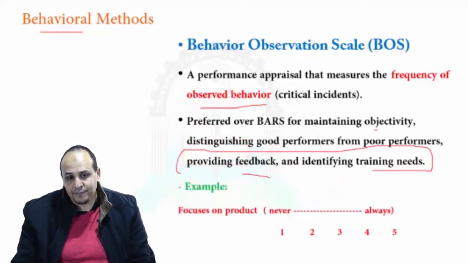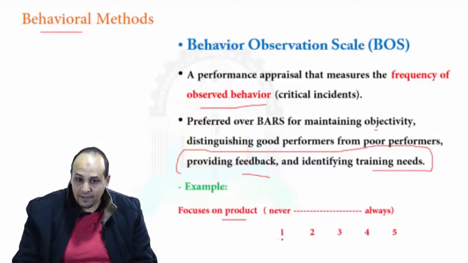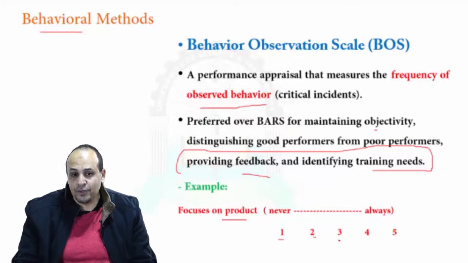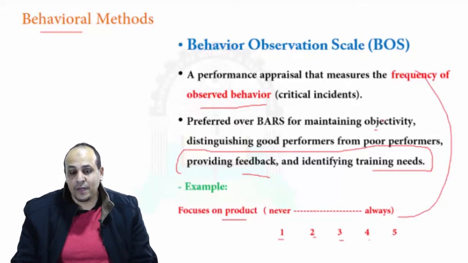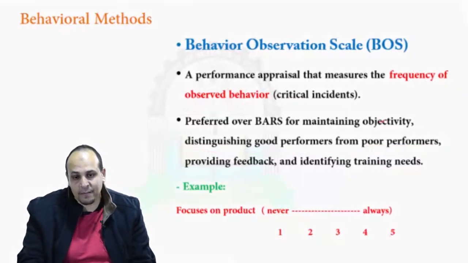For example here, it focuses on product. We may have never, and this is number 1, 2, 3, 4, 5. Now this number represents the frequency of the observed behavior, and that is why this is quite an accurate method used by different companies.